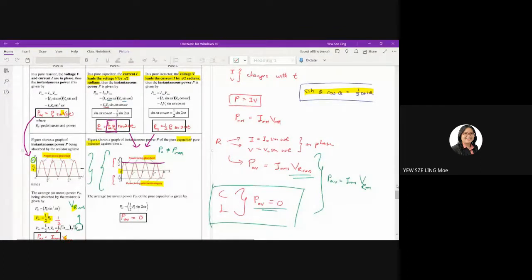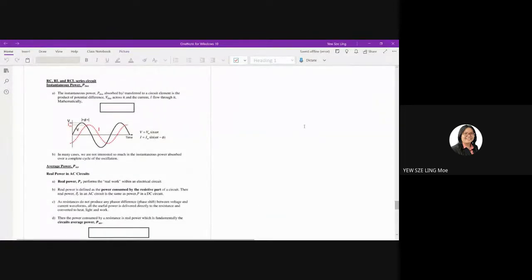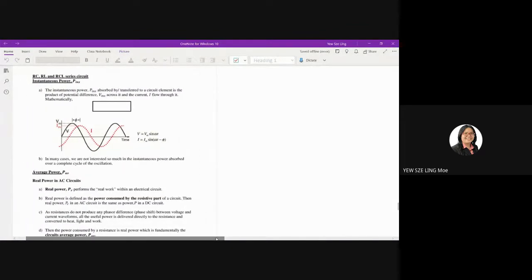All right. So now let's look at the next part. It tells us the reasons why we want to calculate average power instead of instantaneous power. The instantaneous power absorbed by or transferred to a circuit element, which is a component in the circuit, is the product of the instantaneous potential difference across it and the instantaneous current flowing through it. So mathematically, like what we derived just now, P instantaneous is equal to I instantaneous times V instantaneous. They are coming from the same family.